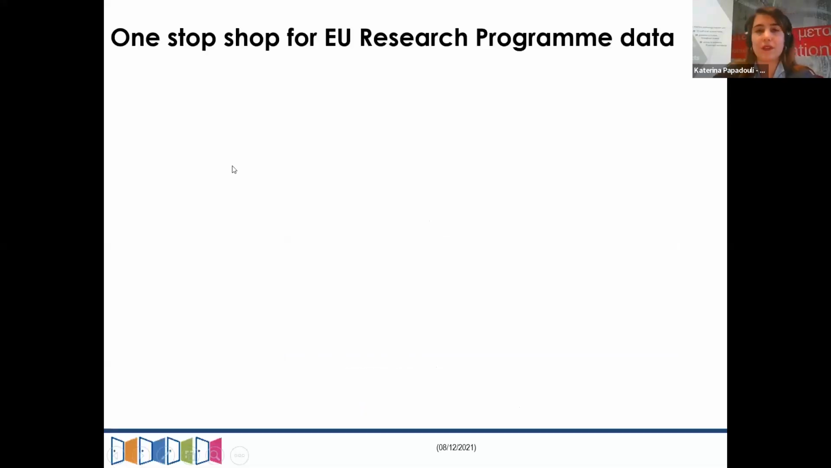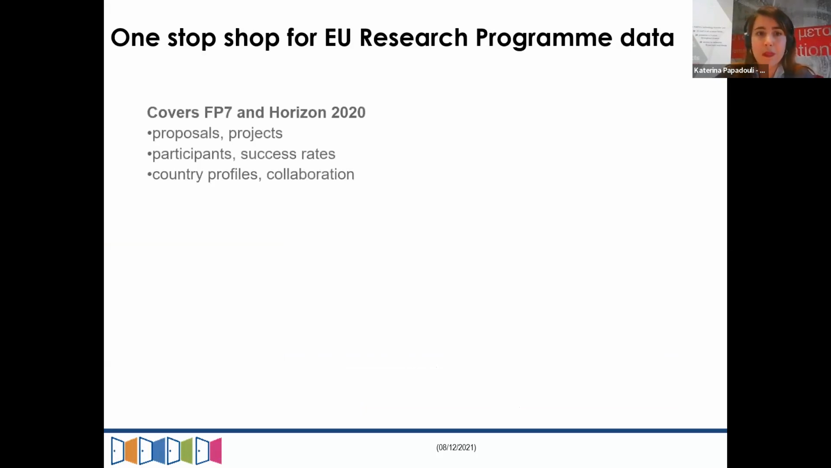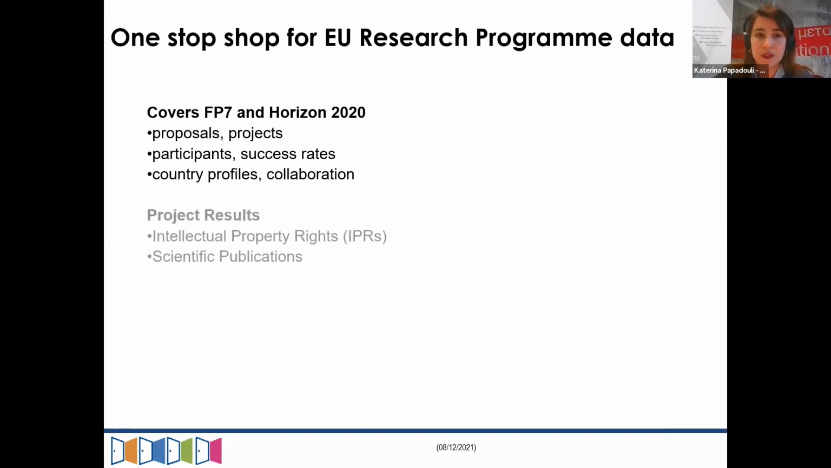Now, okay, great. So as we said yesterday, the Horizon Dashboard is a one-stop shop for the data from European research and innovation programs. It covers at this point FP7 and Horizon 2020 and covers data on proposals, projects, participations, organizations that are participating, success rates, country profiles, and collaboration links between different countries.